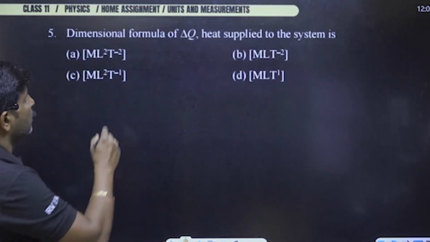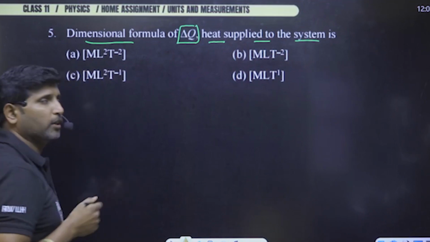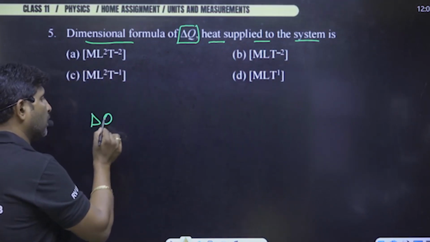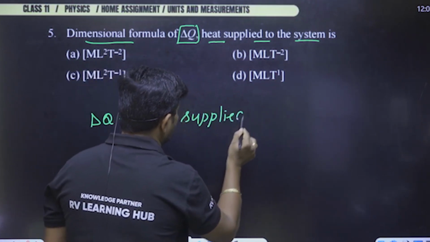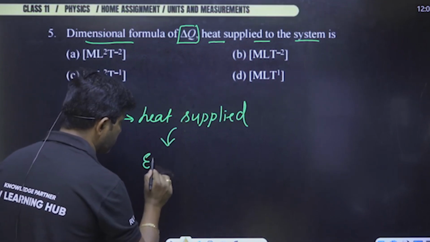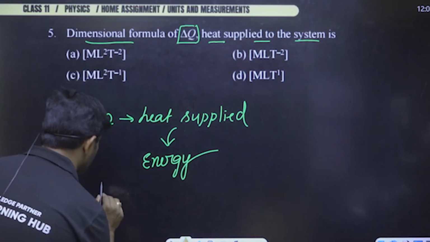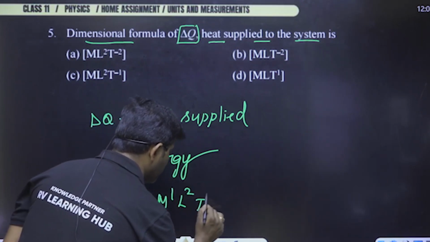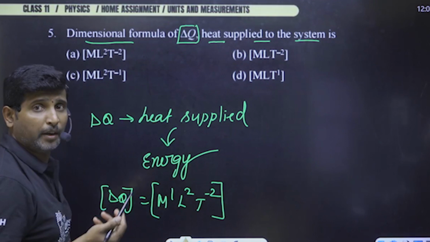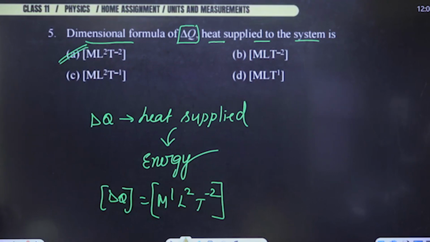What are they saying to us? Dimensional formula of delta Q, heat supplied to the system. Delta Q is nothing but heat supplied. Heat is a form of energy. Is it right or not? Therefore, the dimensions of this delta Q become M power 1, L power 2, T power minus 2. Energy dimensions only. Hence, we can select option A as the right answer. Is it clear? So, similarly, let us move on to the next question.